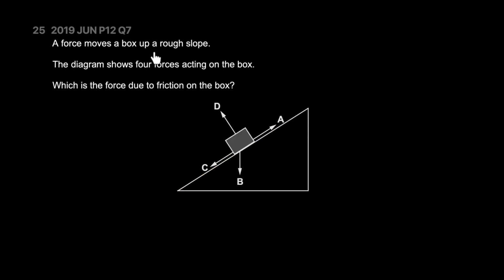A force moves a box up a rough slope. The diagram shows 4 other forces acting on it. Which is the force due to friction? So if it's being moved like that, the friction is against the motion, so it's C.